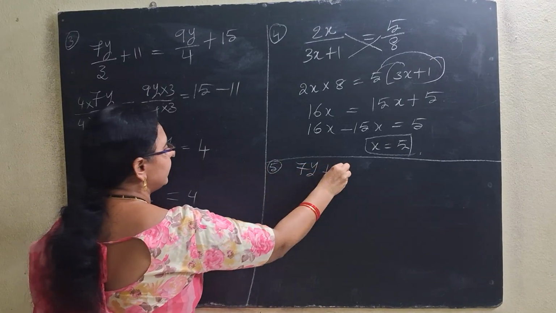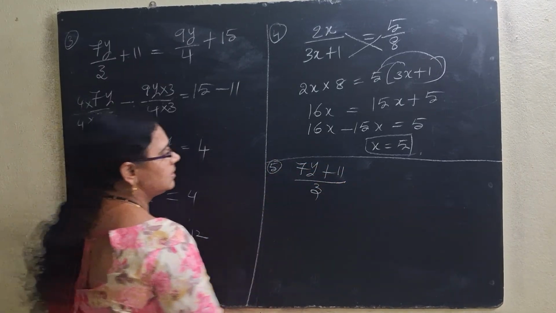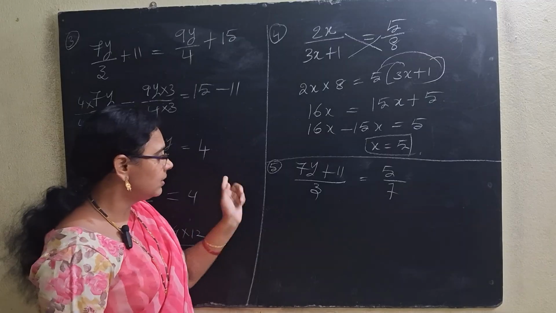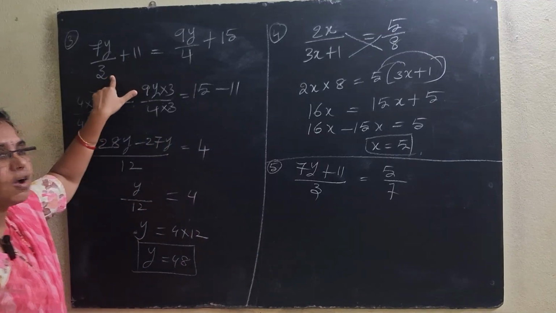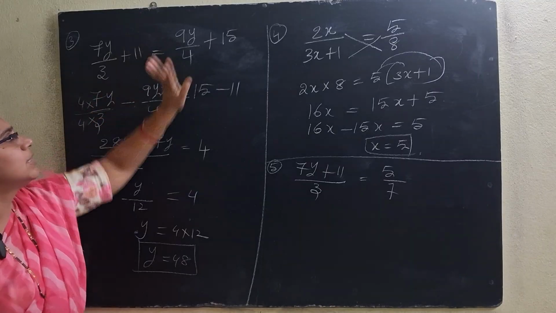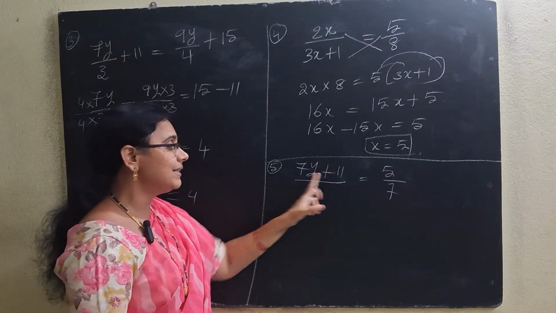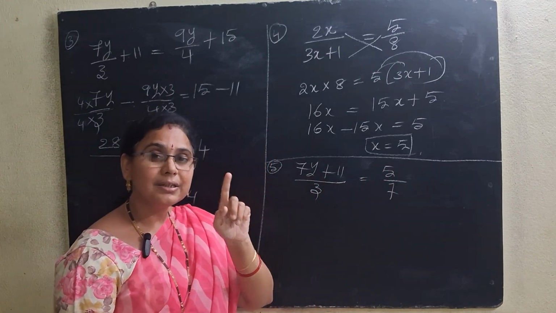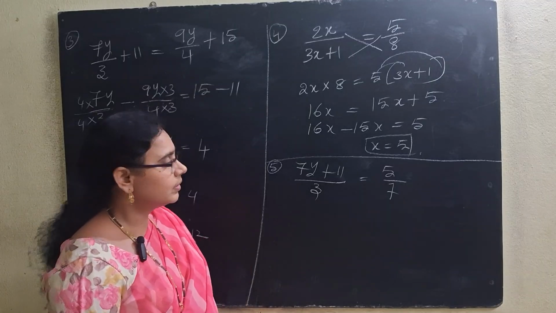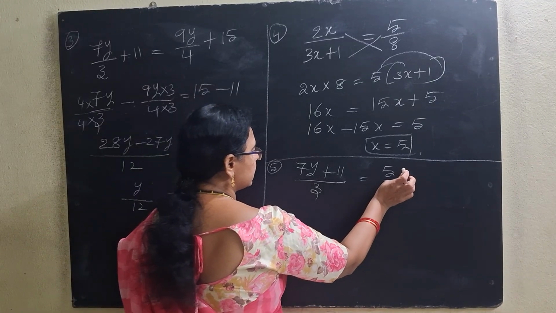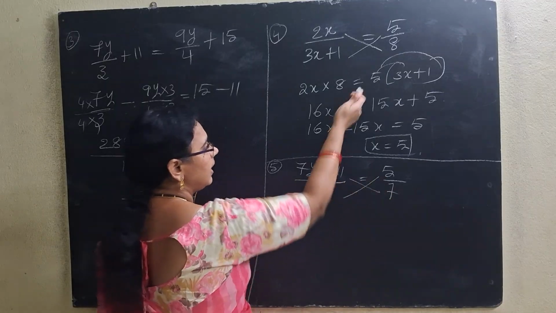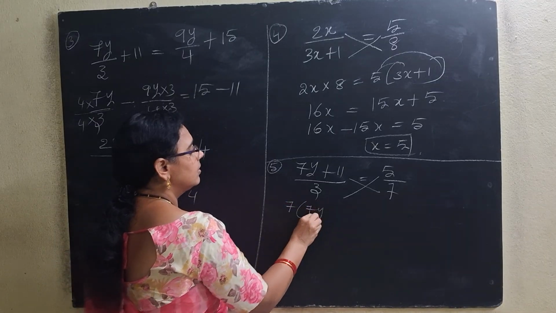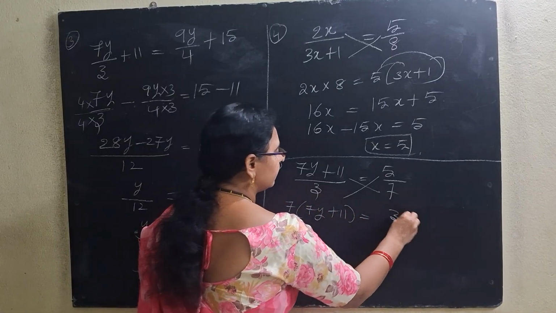Suppose 7y plus 11 by 3 is equal to some other number, 5 by 7. Okay, here 3 is a half denominator. When it is a half denominator, transpose the additional number. When it is the complete denominator, transpose this denominator to that side. Is it a half denominator or a complete denominator? You have to check. Understand? Same like this one, it's a complete denominator. That denominator I am taking this side. This denominator I am transposing to that side.